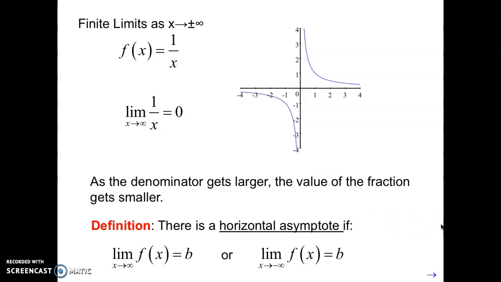Now, how many horizontal asymptotes could we have on any given function? In this function we have one horizontal asymptote, but there are many functions that have no horizontal asymptotes. There's no limiting value as we head toward positive or negative infinity. But other functions might have two horizontal asymptotes, one as x approaches positive infinity and one as x approaches negative infinity. So it depends on the function we're looking at, but for any given function, there can be at most 2, sometimes 1, and sometimes none.